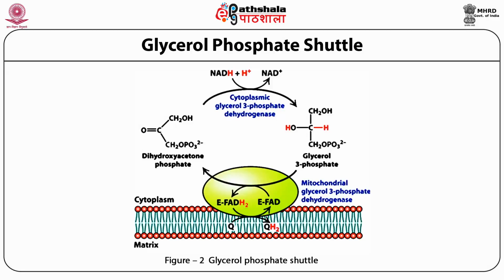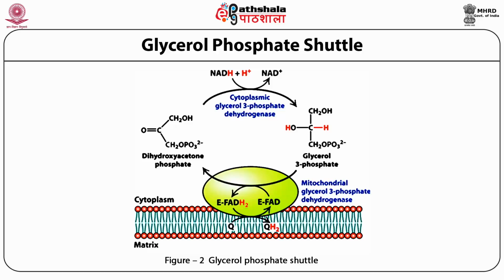The figure shows the glycerol phosphate shuttle. The glycerol 3-phosphate shuttle is a mechanism that regenerates NAD plus from NADH, a byproduct of glycolysis. It is secondary to the malate-aspartate shuttle in transporting reducing equivalents.